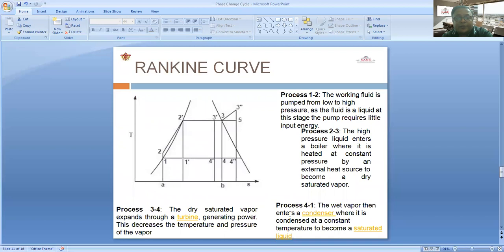The Rankine cycle is represented in the TS diagram. Here are the 3 conditions: 3 is the wet condition, 3 dash is the dry saturated condition, and 3 double dash is the superheated condition.